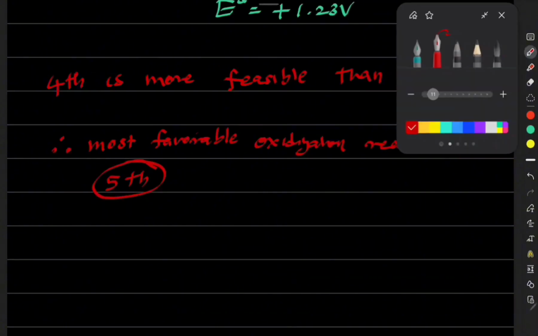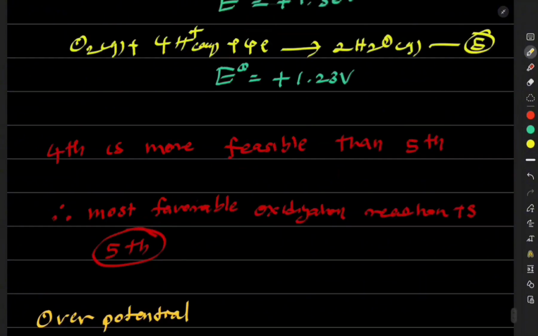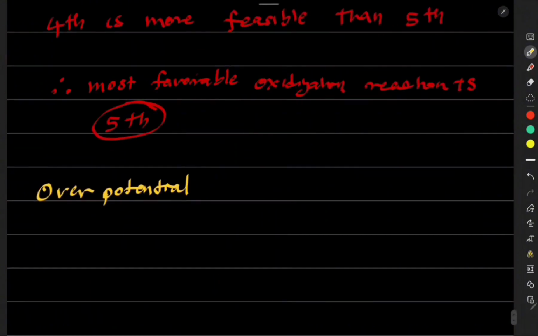Okay, now let's look at what is overpotential. Due to overpotential, the gas evolved is Cl2, not O2. This means the fourth reaction is occurring here. This is because the actual potential that needs to be supplied for the reaction to take place is sometimes greater than the standard reduction potential. What is overpotential? Let's write it down.